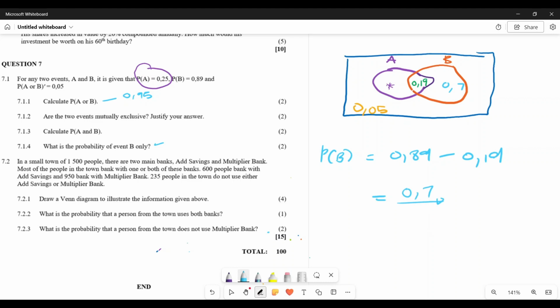Now, B only is 0.7, right? And if I were to do the same to find the probability of A, I would need to take the 0.25 and minus 0.19. And as a result, it would be 0.06, right? To test whether this is correct, you could just add the probabilities inside your Venn diagram. 0.06 plus 0.19 plus 0.7 plus 0.05, and everything inside this Venn diagram should be equal to 1, right? Now let us move on to the next question.